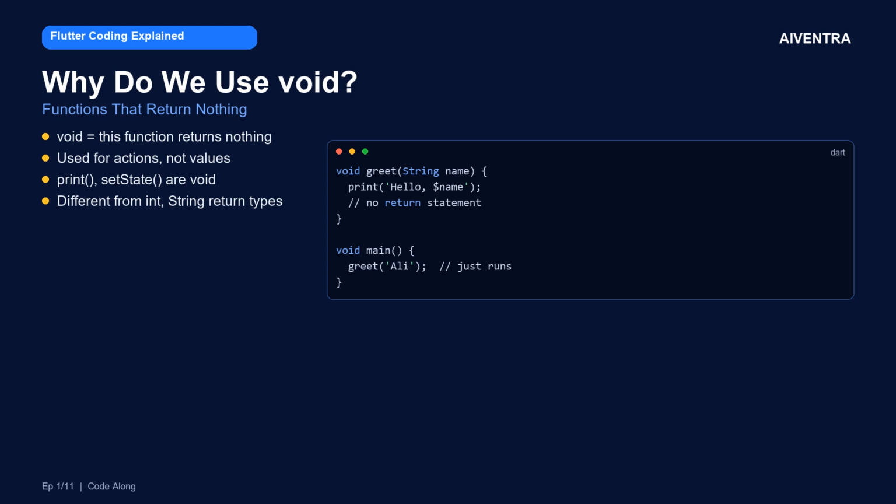Here is the simple rule. Use void when your function only performs an action. Use int, string, bool, or widget when your function produces a value to use later.